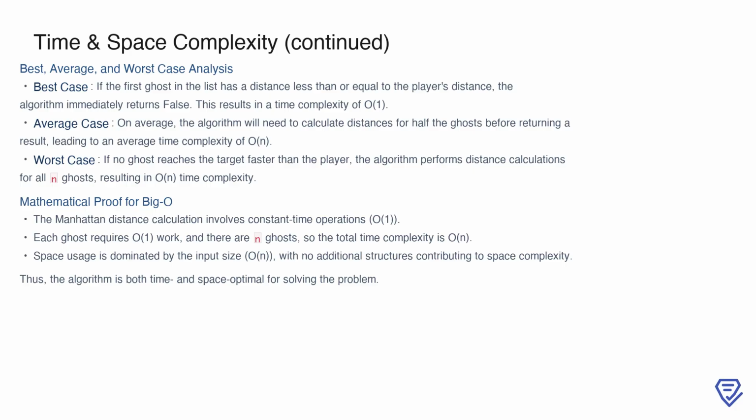Mathematically, these time complexities align with the fact that each Manhattan distance calculation is 1 and is repeated for n ghosts, making the total n. Similarly, the space complexity remains n, as it's dominated by the storage of the input. This analysis confirms that the solution is both time and space optimal for this problem.